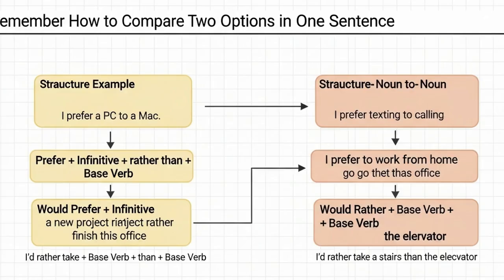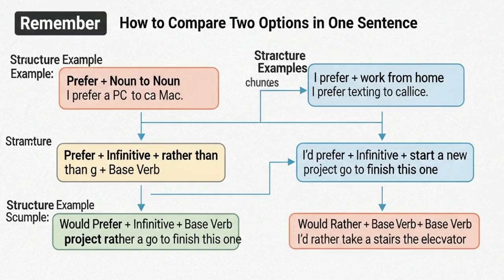Would rather, base verb, then, base verb. And you can see it's possible to remove the verb after then when it's already clear. We don't need to repeat start twice or take twice. There's a lot of information here. It's important to learn combinations. In English, we are often taught learn vocabulary, learn grammar. But you have to learn combinations, memorize pairs and groups of words.